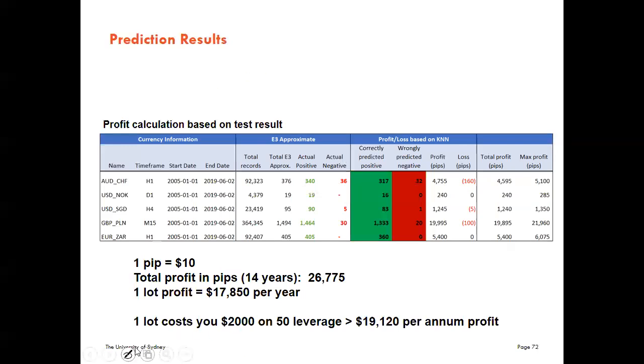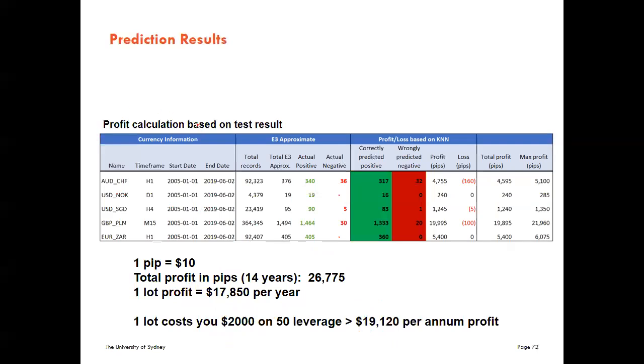So when you do the trading, you have the unit of trade, and that unit of trade is called a lot. A lot is almost $2,000 worth when you have 50 times leverage. So that is, if you invest $2,000 every year, you can make 20,000. That's too much. Too good to be true. Yes.